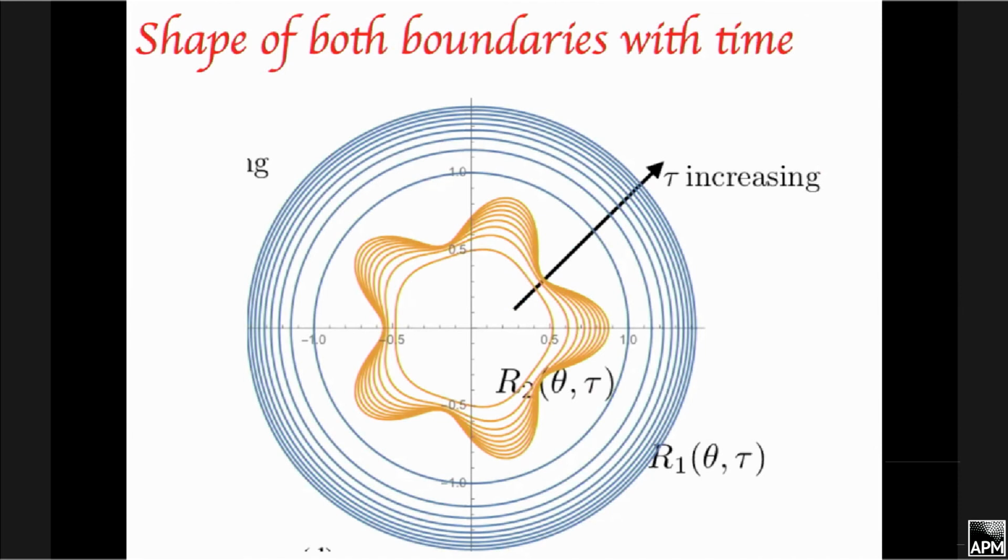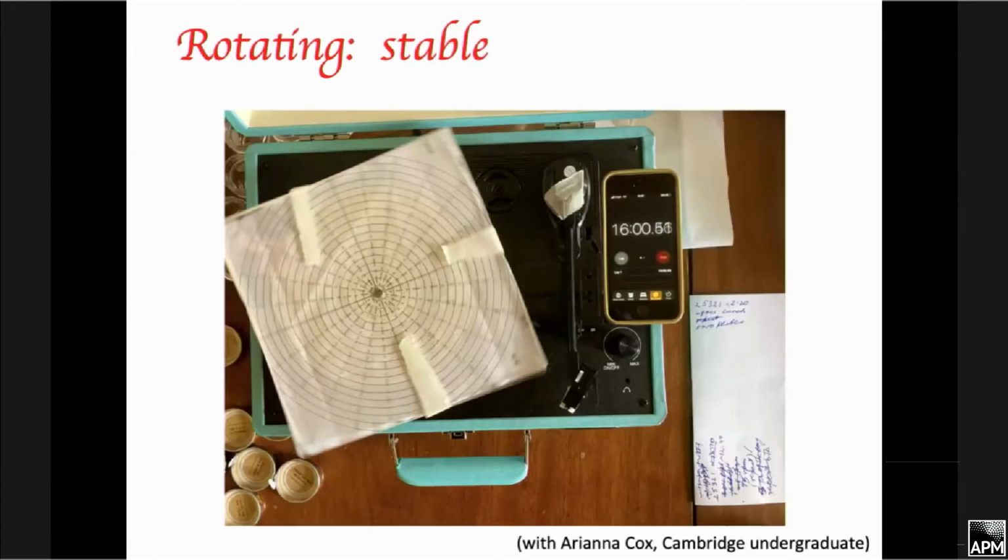Now, this is showing with time how it changes. So we start with an inner drop that looks like this, and an outer drop that looks like this. And as time increases, the inner drop becomes more and more convoluted and hence, if you like, unstable. The outer drop, as time increases, just keeps on going like a circle. It's really unbothered by what its inner drop cousin is doing.